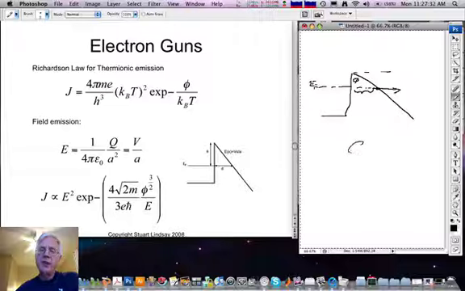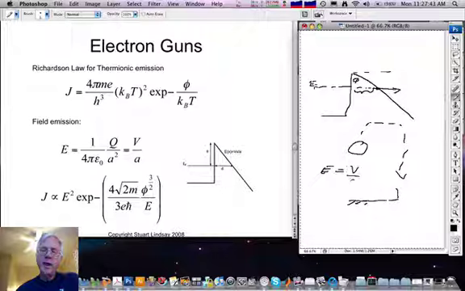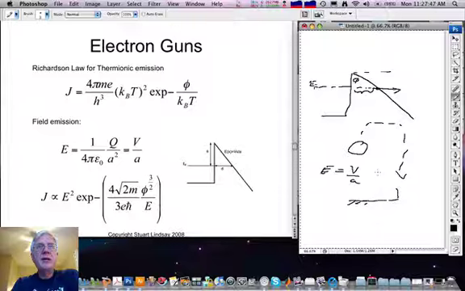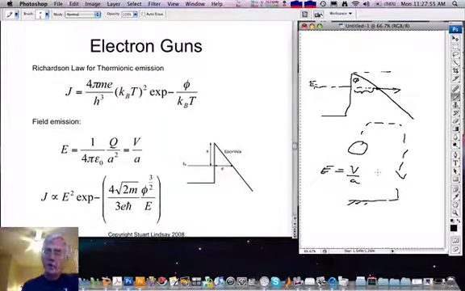So if one has a sphere of radius A and one applies a potential V with respect to some distant ground electrode, then the electric field is just given by V over A. So if the radius is on the order of a nanometer and one has tens of volts, very large fields on the order of volts per angstrom can be applied. These are comparable to the electric fields in atoms, and that is how field emission occurs.